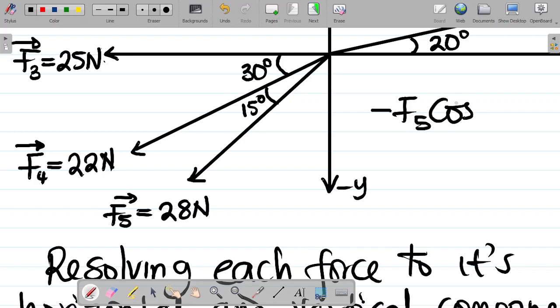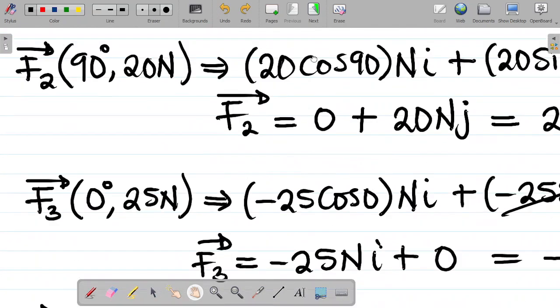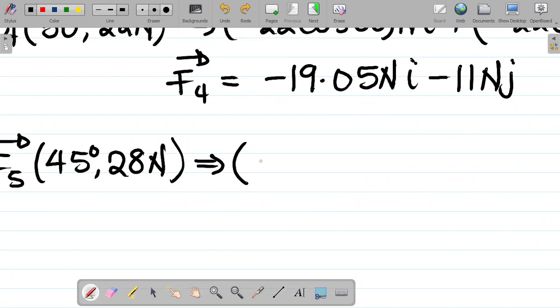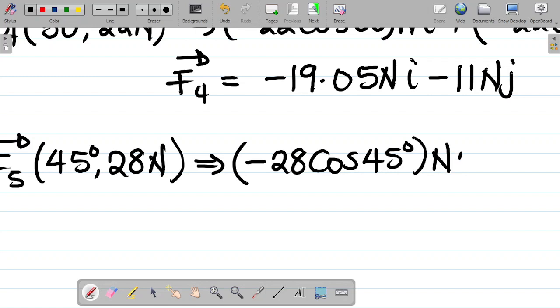What's the angle for F5? The angle for F5 is actually 45 degrees. So it becomes minus F5 cos 45. Let's go write that down. So it becomes minus, what's the value of F5? F5 is 28, minus 28, then cos of the angle. The angle there is what? 45 degrees. And this should be in what there? Newton I. So that's this.